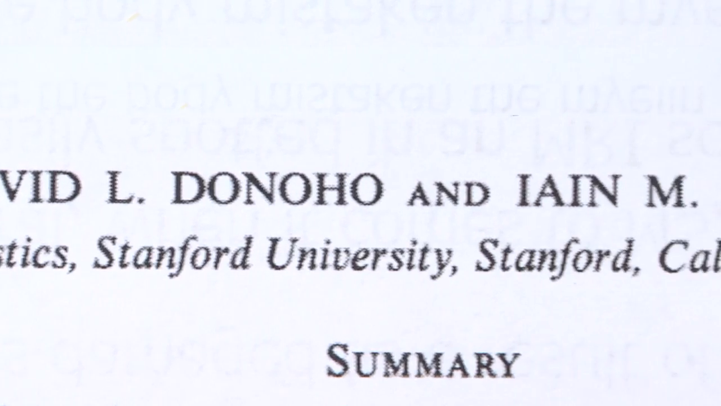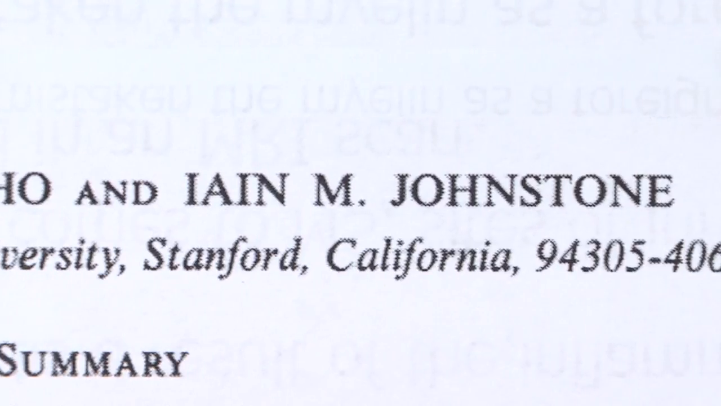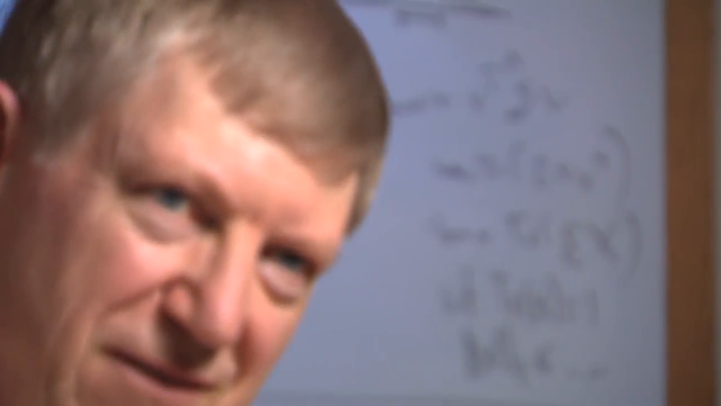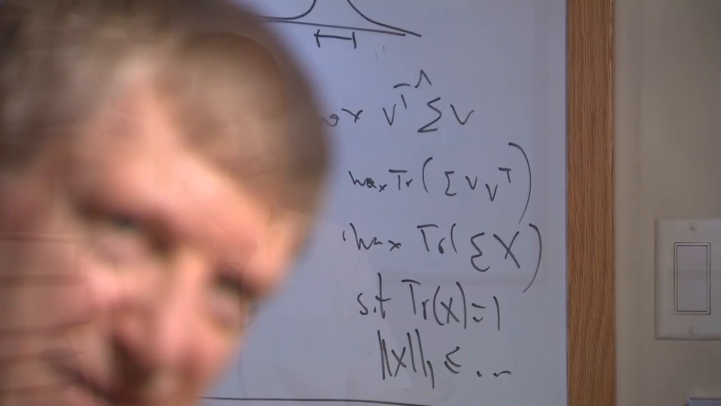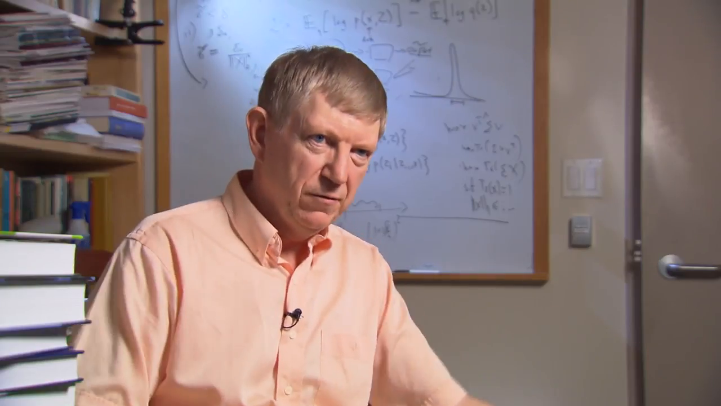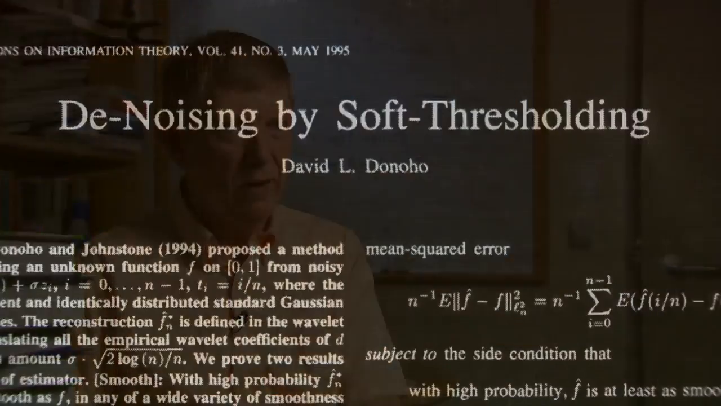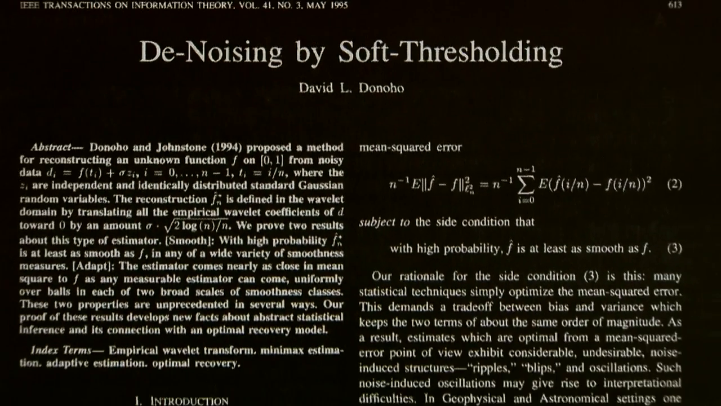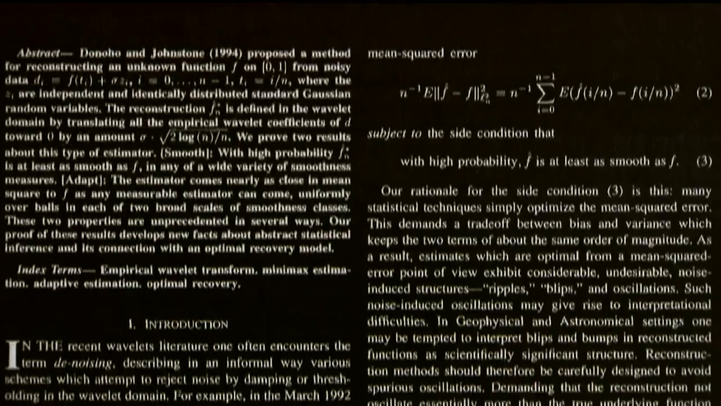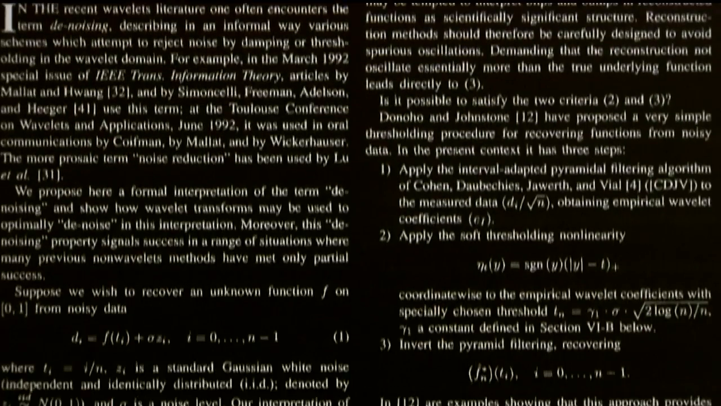David has written papers with Ian Johnstone showing the math to denoise a signal and bring out sparsity. The fact that a signal is sparse means that it is in some sense simple, and noise is complicated, and you can get rid of complicated noise and retain the simple signal. You can program software to remove noise or unwanted data in a process called thresholding.